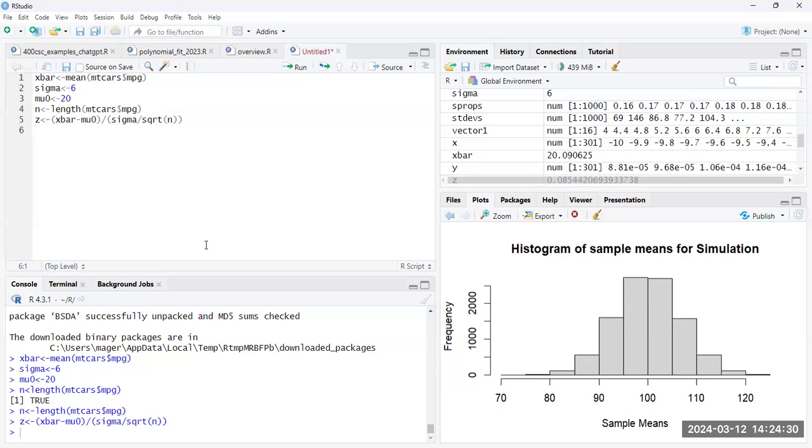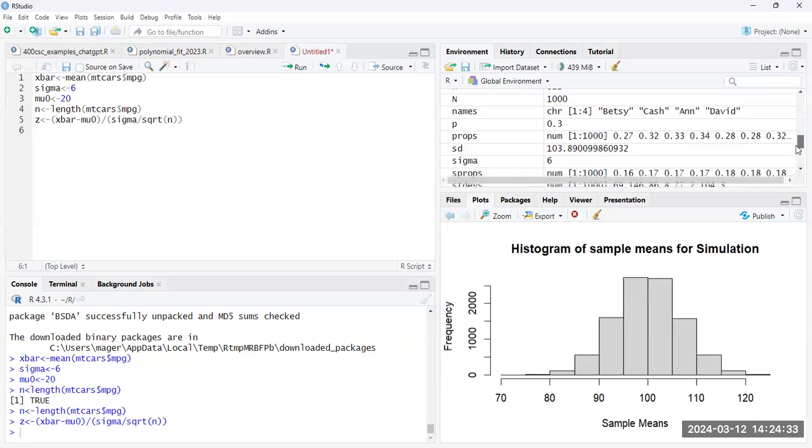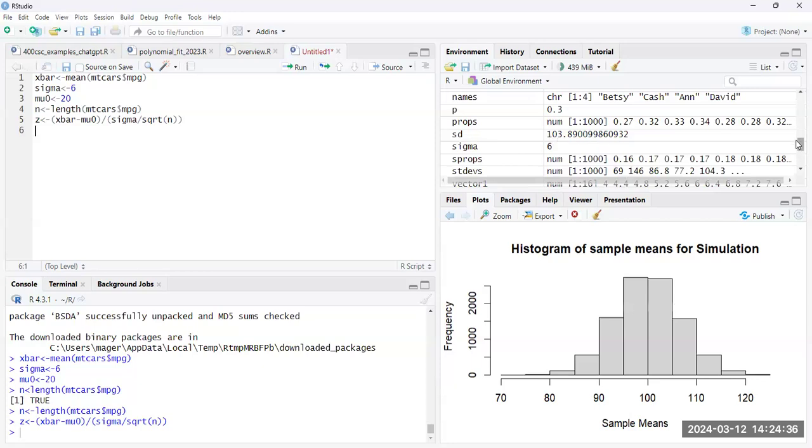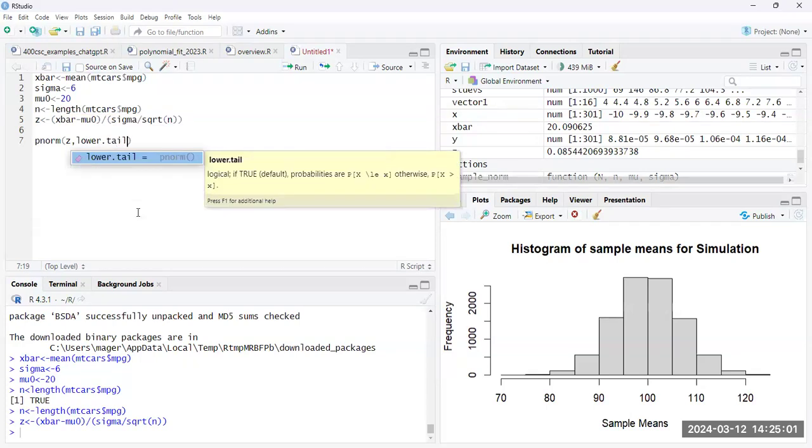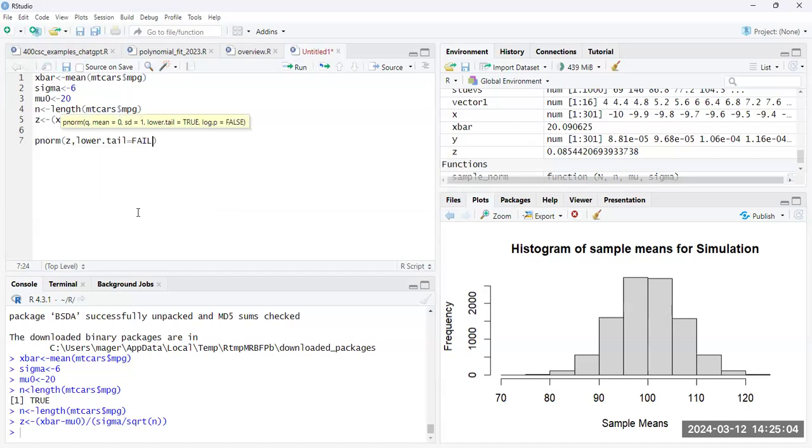And the z-score we can get from our list of variables here. It's about 0.085. It's not very big. And so we can use pnorm to calculate the p-value. So we want the z-score as our value that we want the probability less than. We want the lower tail set to false because we want the actual upper tail, because we want to be greater than 20.